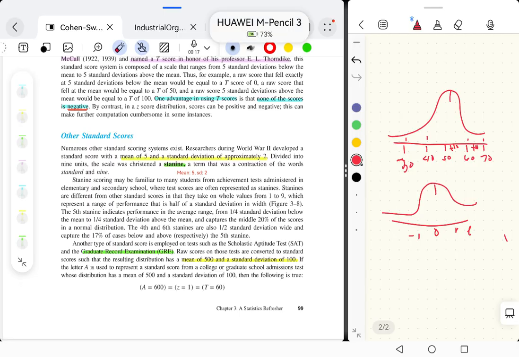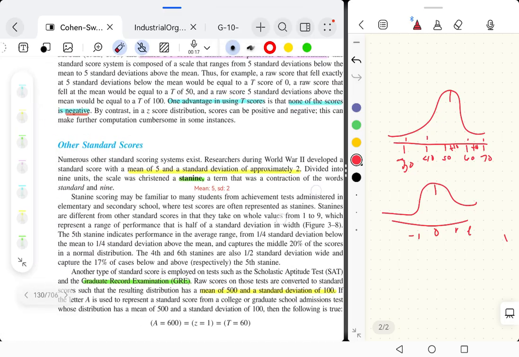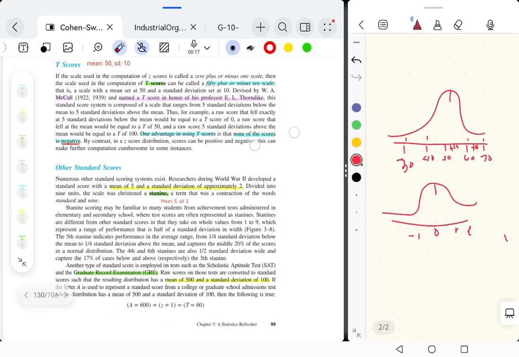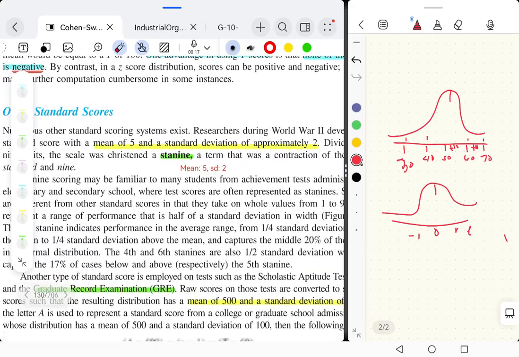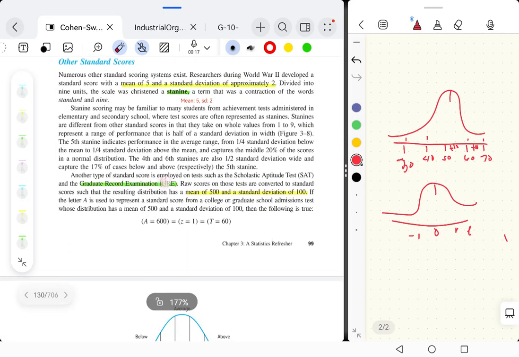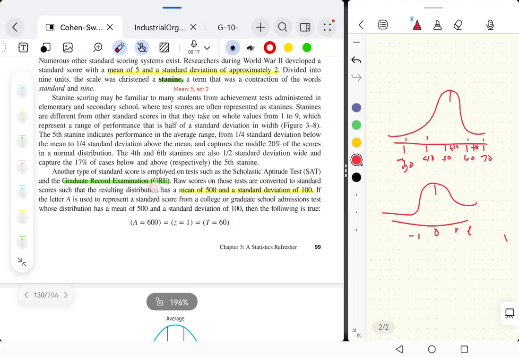So the reason why it is preferable is because Z-scores can be negative, which makes further computation cumbersome in some instances, right? We also have a stanine, guys. A stanine has a mean of 5 and an SD of 2. That's pretty much it. The GRE, guys, also known as the A score, has a mean of 500 and a standard deviation of 100.